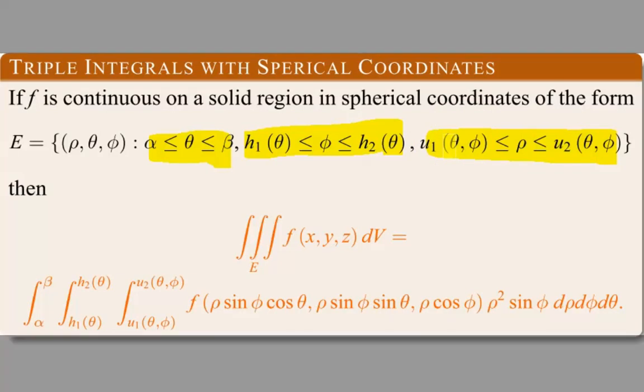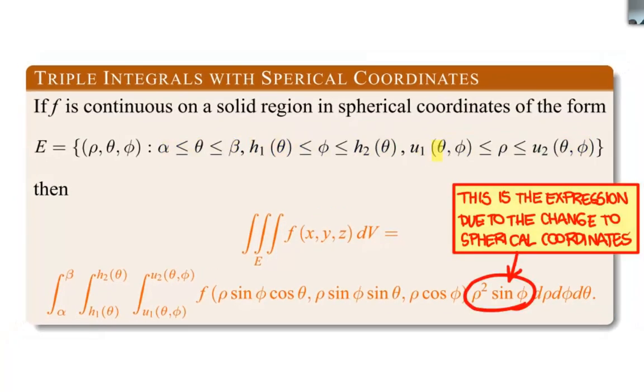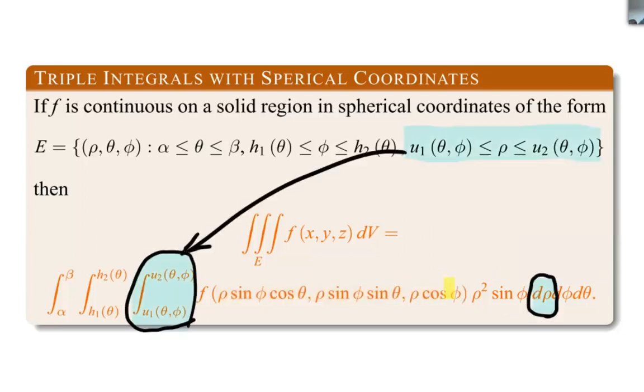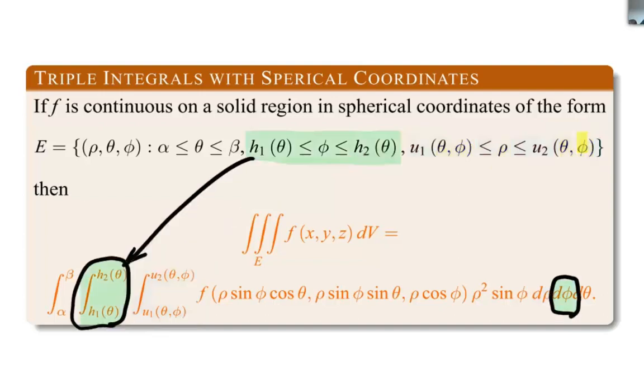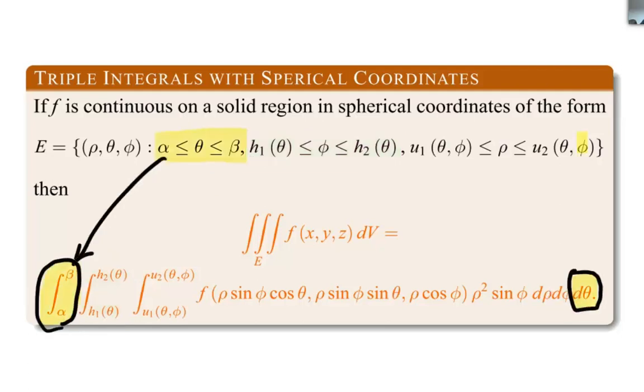The thing that we're going to do is more or less the same. We're going to keep rho squared sine of phi, change your function to spherical coordinates, and then integrate first with respect to the variable, in this case rho, that moves between functions of the other two. So in this case rho moves between those two functions. Then you do phi, that moves between two functions that depend on theta, and then theta, that moves between two numbers. Again, I don't suggest you remember this formula just like that.